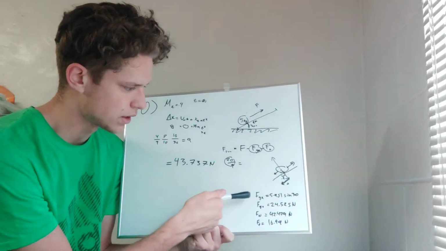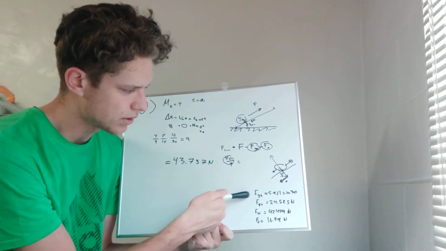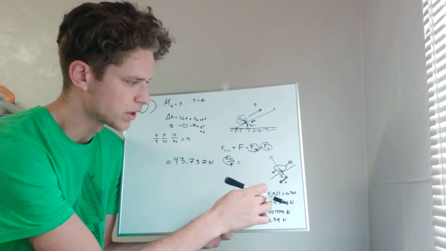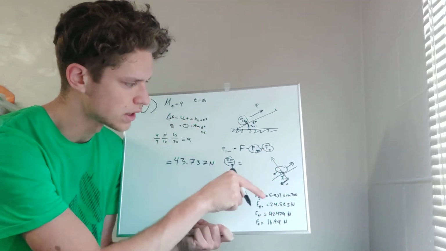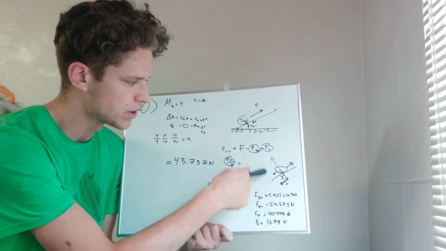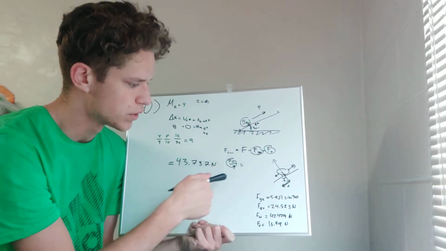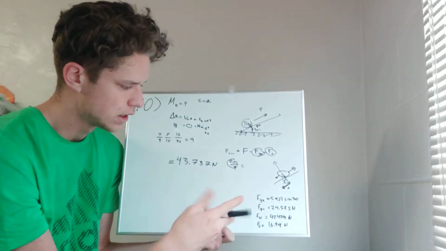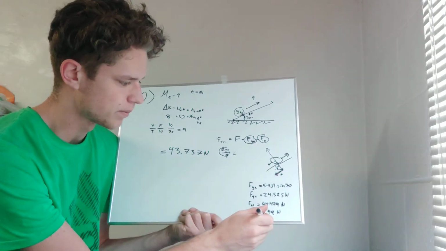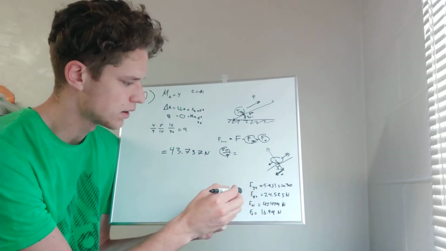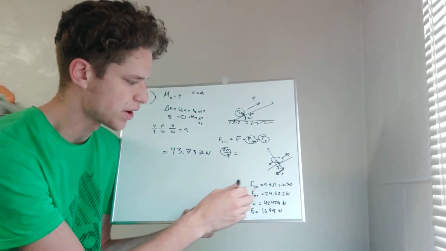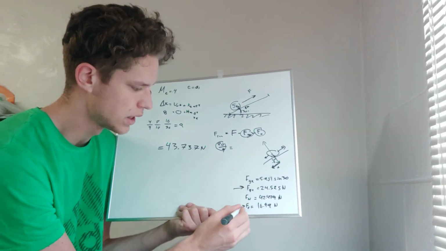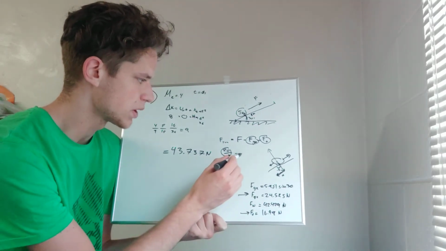To get those, we took the magnitude of gravity times the sine of 30 to get the x component, and the cosine of 30 to get the y component. The y component is equal to the normal force, which multiplied by the coefficient of friction gets us this one here. And then we have the force of gravity in the x, which we found here. These are the important ones, and then we just plug them in here.